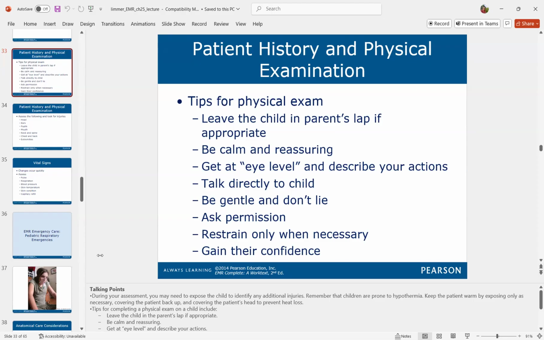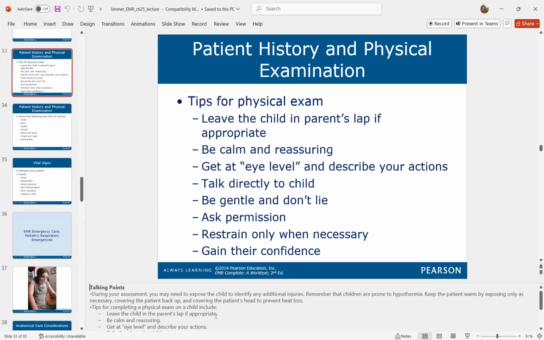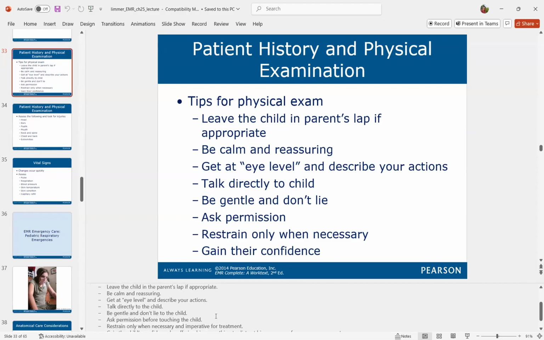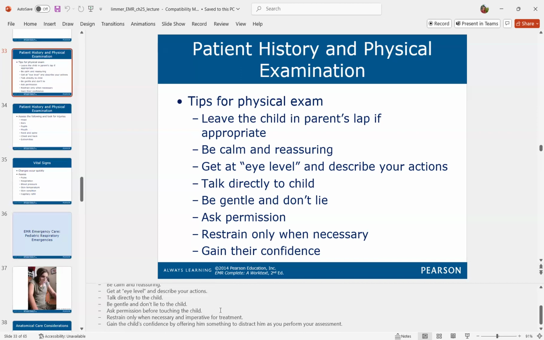So, some tips for completing that physical exam on kids. We want to leave the child in the parent's lap if that's appropriate. Be calm and reassuring. Get on eye level with them. Describe your actions and what you're going to be doing. Talk to the child directly. Be gentle and don't lie to them. Ask permission before you touch them.